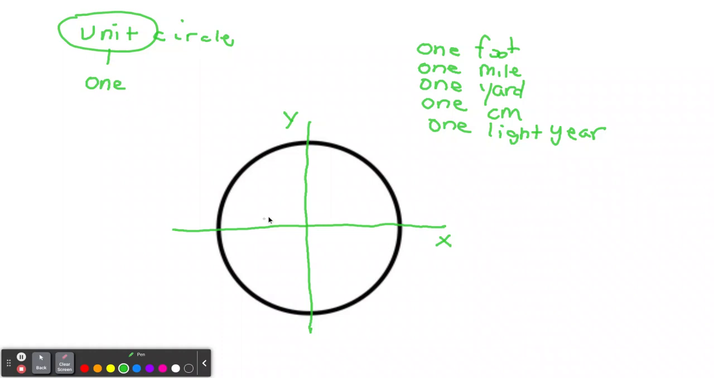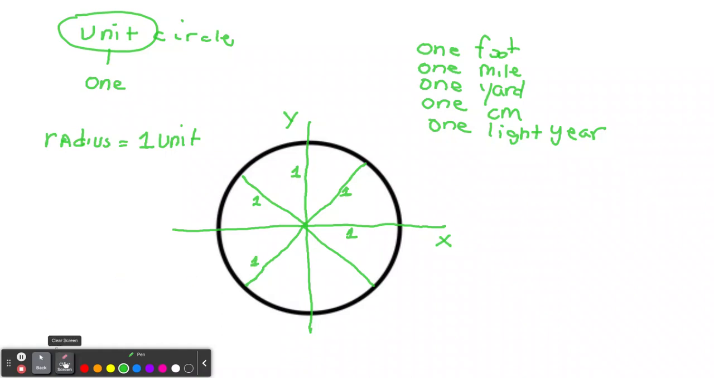So the unit circle means that the radius of the circle is 1 unit, whatever that unit may be. So all radii on the circle, if I make any kind of radii on this circle, it'll all be 1. All right, so that's 1, that's 1, that's 1, right? Etc. and etc. So we know what the unit circle is.